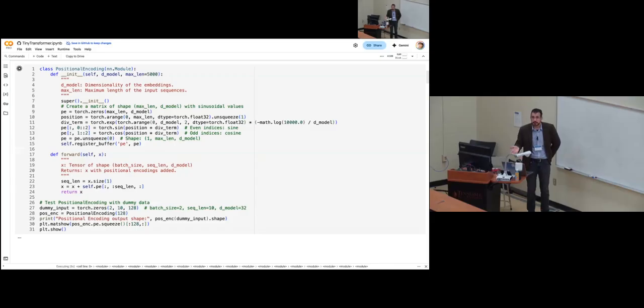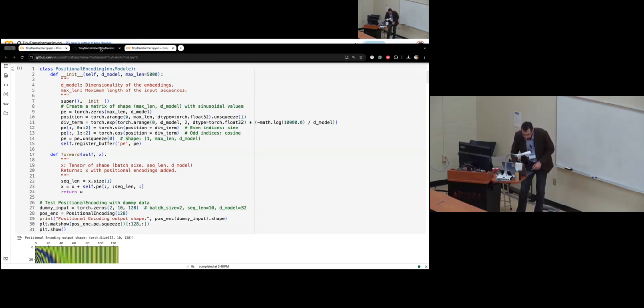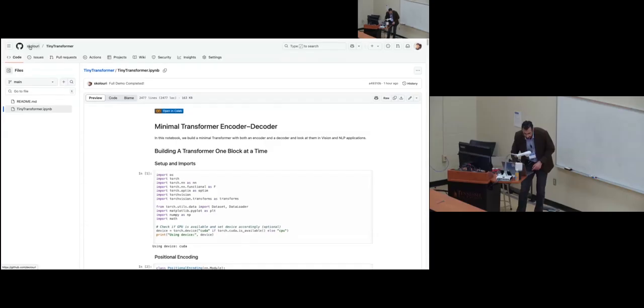Yes, and this is on Colab, so you can run it on Google Colab for free, and you should have access to this. I mentioned where this code is. This code is on here. Kolouri tiny transformer.